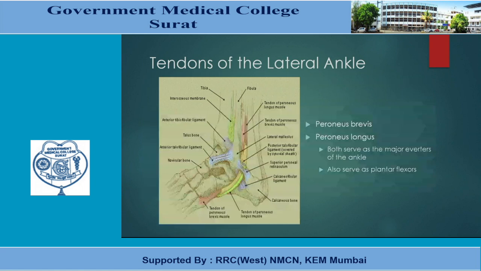Now tendons of the lateral ankle. As we see the ligaments, now the tendons. Which tendons? The first is the peroneus brevis, another is the peroneus longus. Both serve as the major everters. The foot mechanism, inverters and everters. So everters are the peroneus brevis and peroneus longus. Also serve as plantar flexors.